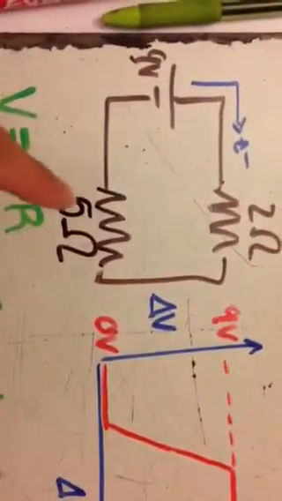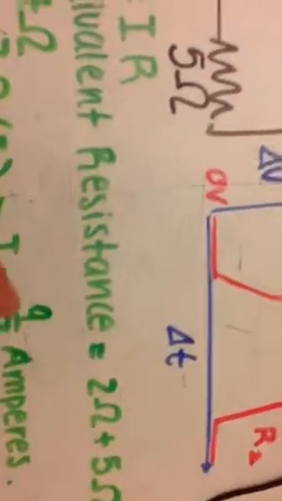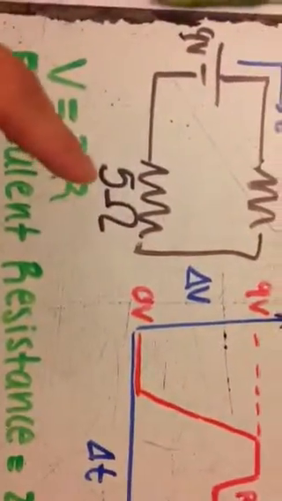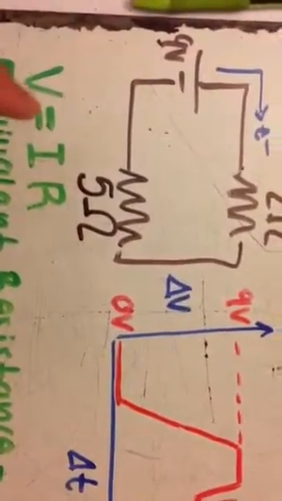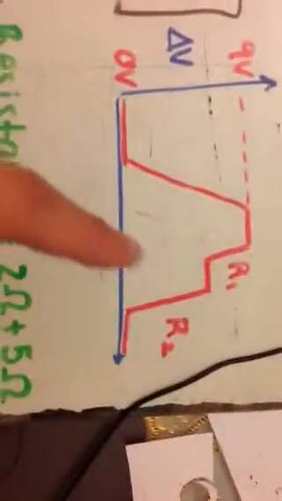Using Ohm's law, we'll plug in 9/7 amperes and 5 ohms, and we get 45/7 volts, which will be the voltage drop for the second resistor.